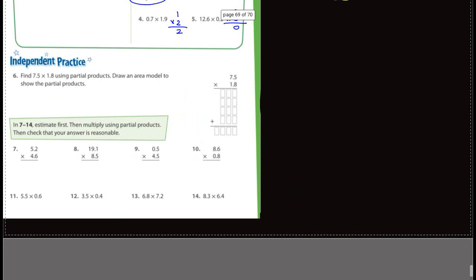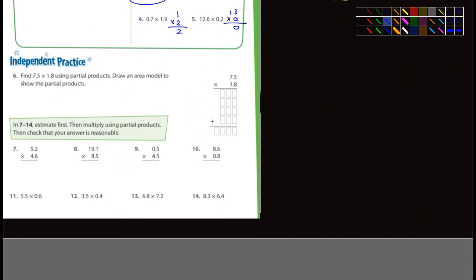Let's look at the independent practice for a moment. It says find 7.5 times 1.8. You do not have to use partial products or draw an area model. You can do this if you want to use partial products. This is what you would use right here, but you don't have to if you don't want to.